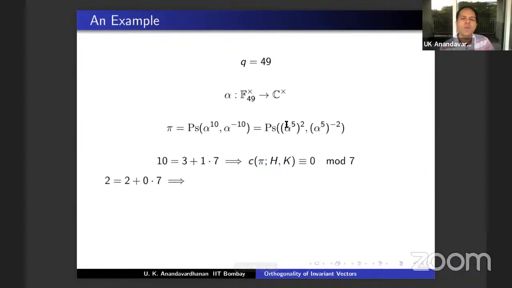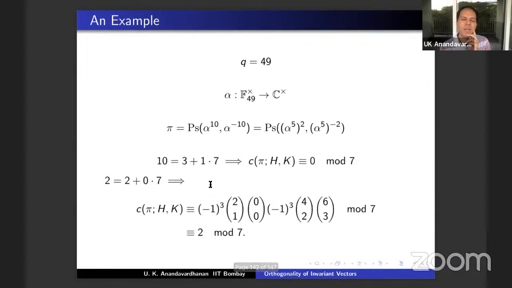But I can play around with this. I can take another generator, which amounts to changing the identification. I can start with this, and 2 is 2 plus 0 times 7. Now both the coefficients are even. 0 is an even number. Both the coefficients are even, so I can apply my theorem. I'm appealing to the Lucas theorem. That's why I have a product of two such things.